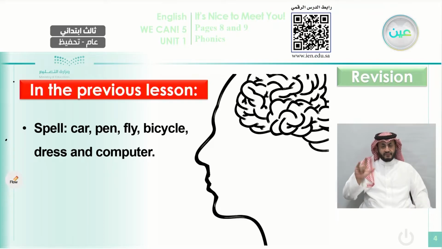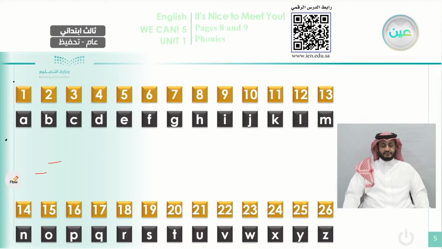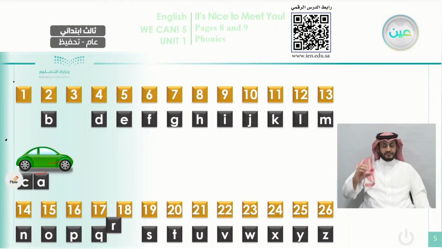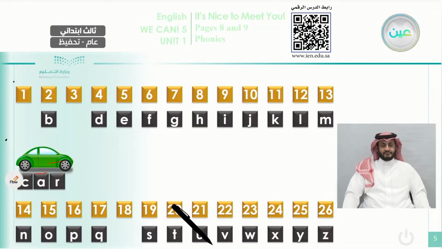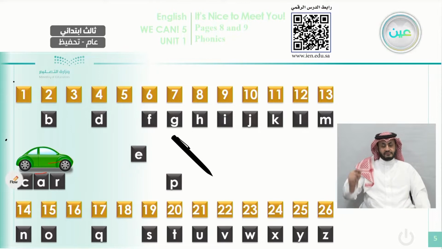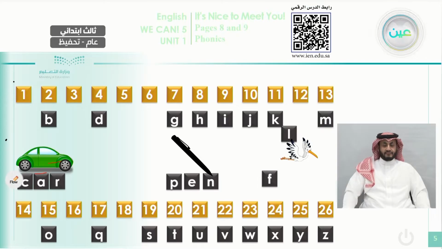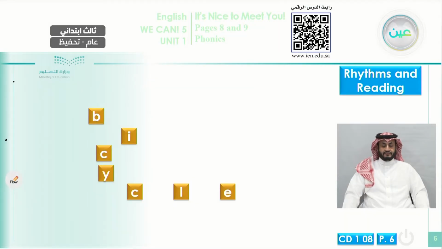Are you able to spell these words? Let's check here. The first one here, we can see a car. How do you spell car? It can be spelled like this, C-A-R. And what is this? This is a pen, and it spells like this, P-E-N. The next here is fly. The bird is flying, so the word fly. How do you spell fly? F-L-Y.